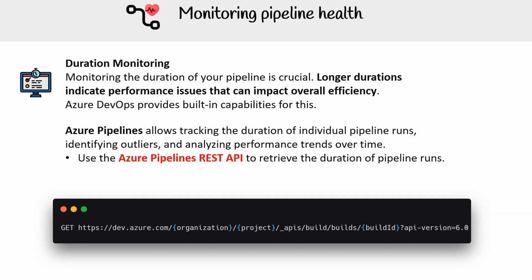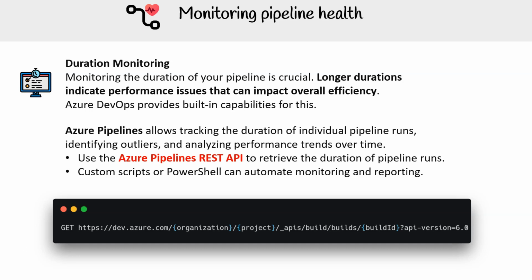Use the Azure Pipelines REST API to retrieve the duration of pipeline runs. Custom scripts or PowerShell can automate monitoring and reporting. Here's an example of how you can retrieve the duration of pipeline runs using the Azure Pipelines REST API.